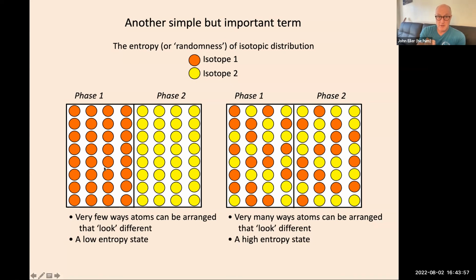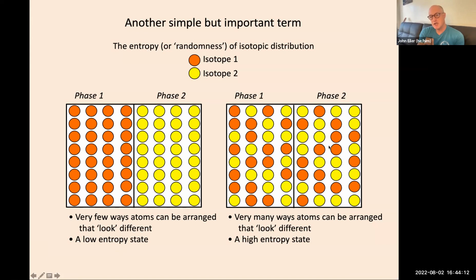There's the pure version of phase A with all heavy isotopes and the pure version of phase B with no heavy isotopes. We call this a low entropy state. There's a small number of configurations that can have this composition.